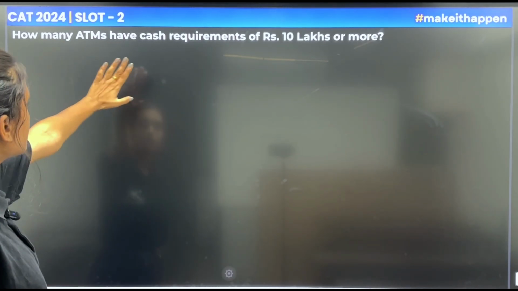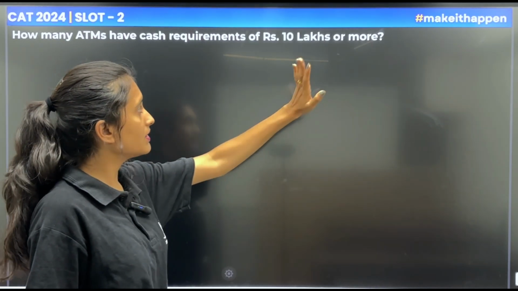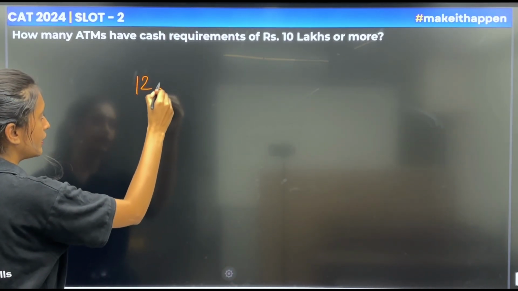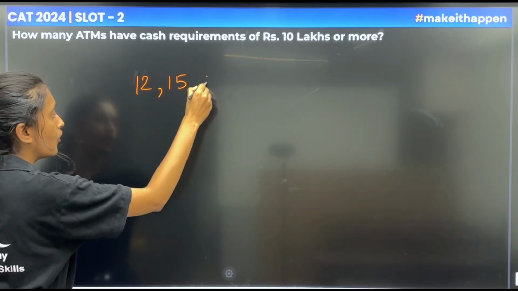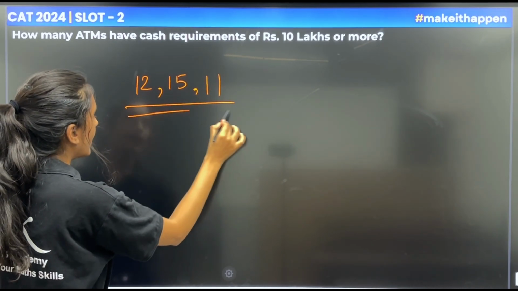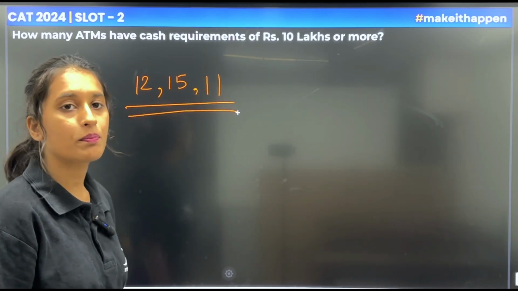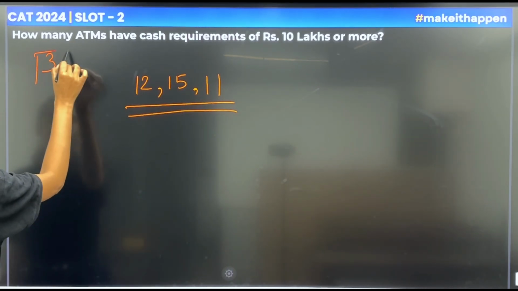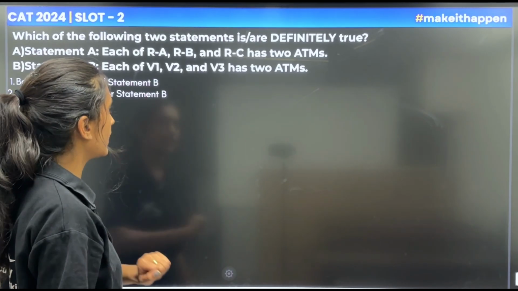How many ATMs have cash requirements of rupees 10 lakh or more? So 12, 15, and 11 were the three ATMs that had a cash requirement of rupees 10 lakh or more. So the answer is 3. Let's move on to the next question.